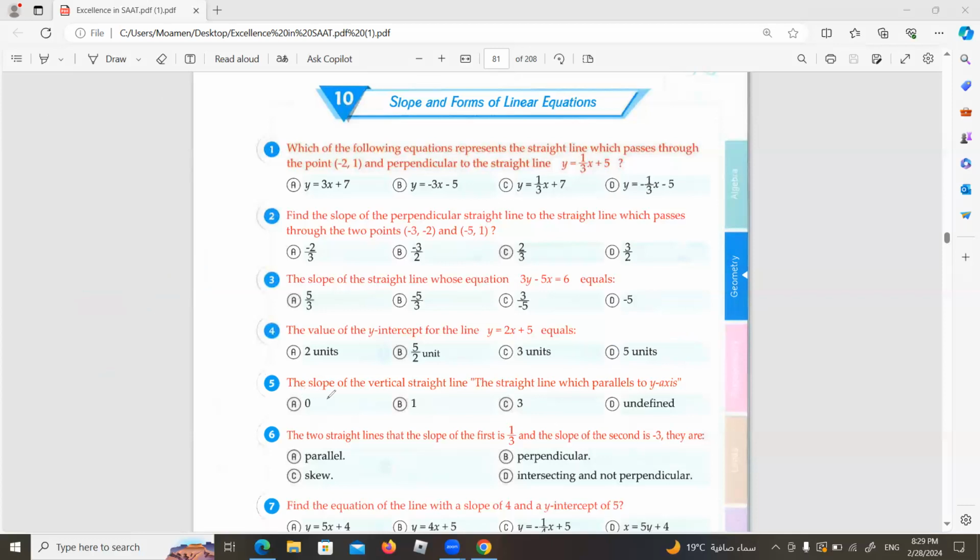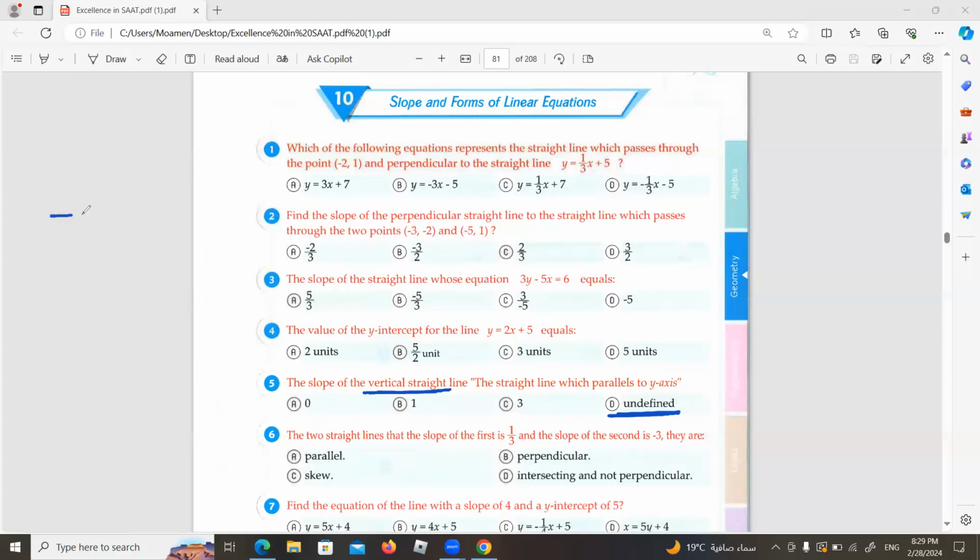We're going to number 5, the slope of the vertical line. As we said, the slope of the vertical line is undefined, or the line which is parallel to the y-axis has an undefined slope. But the slope is equal to 0 if we have a horizontal line, or a line parallel to the x-axis. So pay attention to this remark, please.